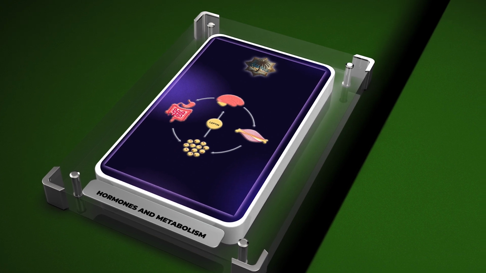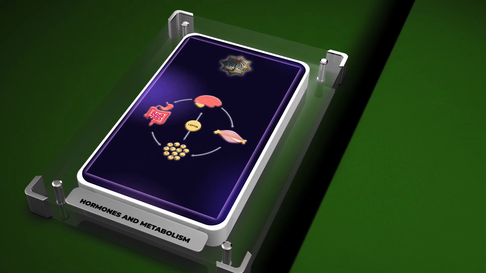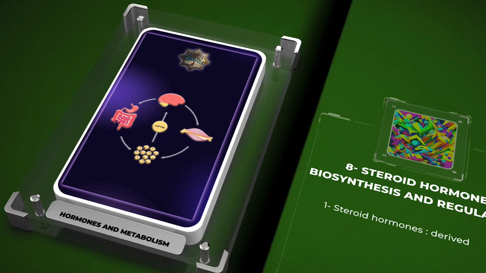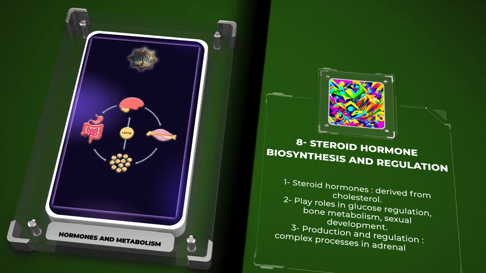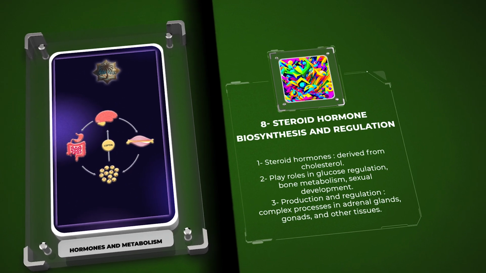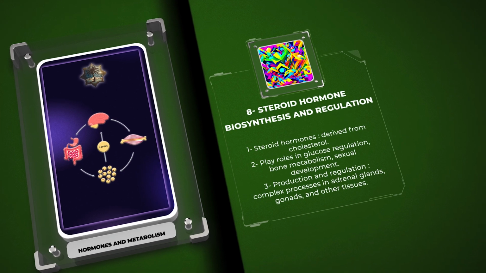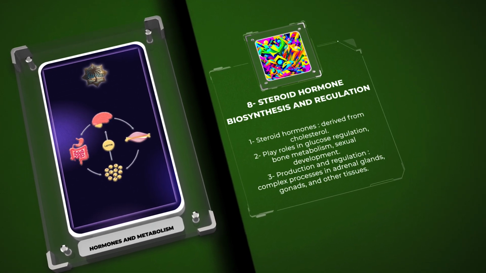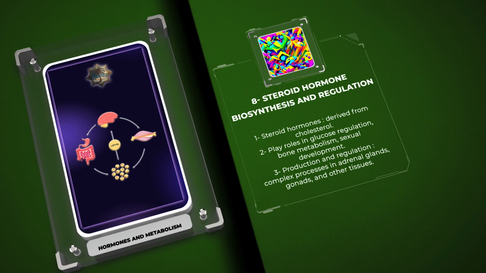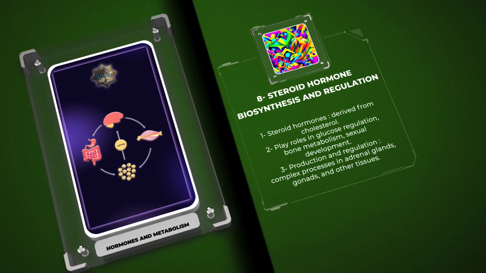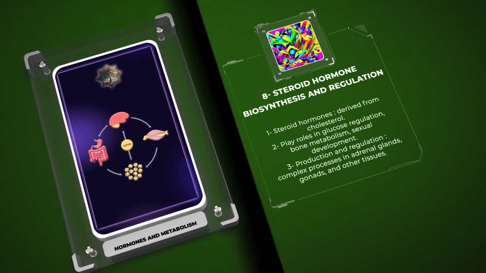Steroid hormones, including cortisol, estrogen, and testosterone, are derived from cholesterol. They play significant roles in various aspects of metabolism, including glucose regulation, bone metabolism, and sexual development. The production and regulation of steroid hormones involve complex processes within the adrenal glands, gonads, and other tissues.